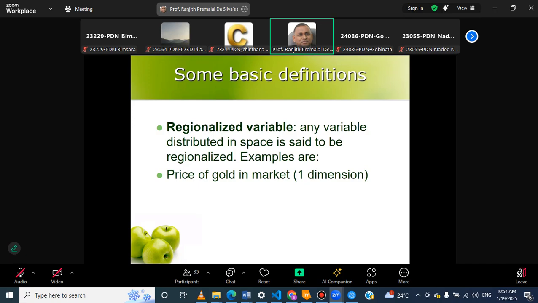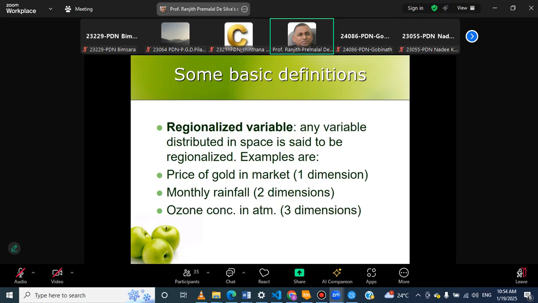How do you compare and assess the accuracy of a map? This map is 99% accurate. This map is 70% accurate. That we also learn in spatial statistics. So if you look at the gold market, which is single dimension, versus monthly rainfall. You have rains, you have months. And then ozone concentration in atmosphere, which has 3 dimensions: height, length, and width.